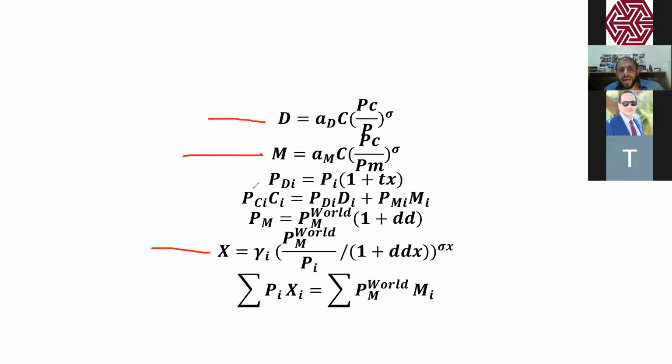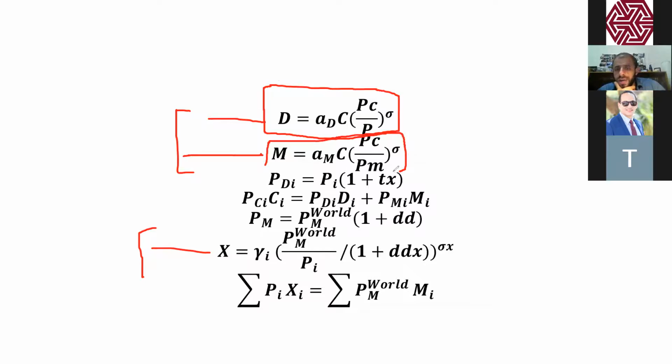And that's what we have here in the D and the M equations as well as the X. So here we have in the D equation the demand addressed to domestic goods. Here in the imports function, we have the demand addressed to imports, and I will explain each one of them. And we have here the demand for exports. So what do these equations represent?